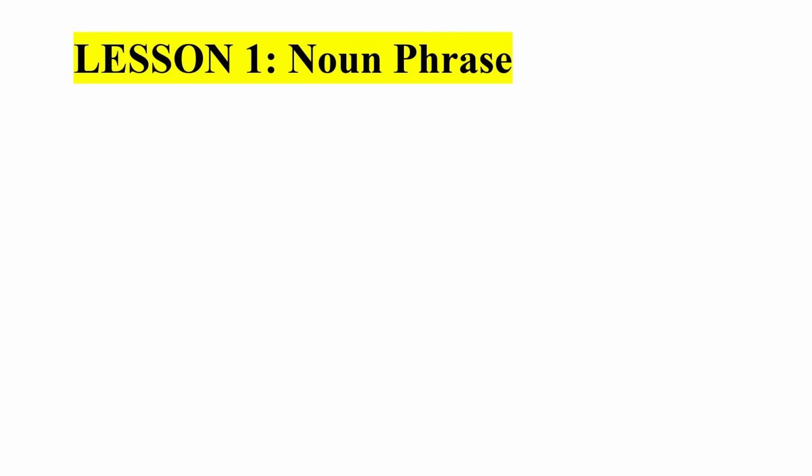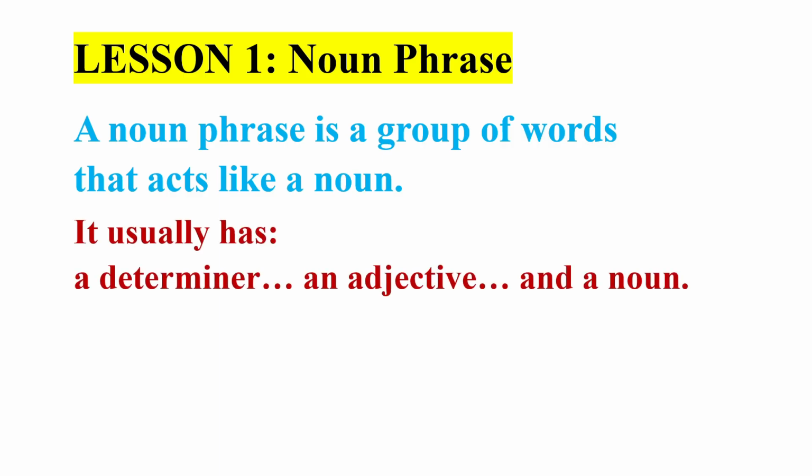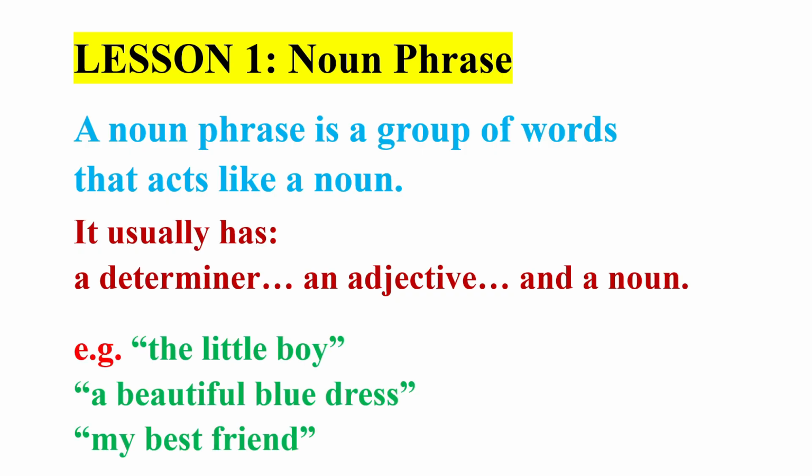It is noun phrase. A noun phrase is a group of words that acts like a noun. It usually has a determiner, an adjective, and a noun. For example, the little boy, a beautiful blue dress, my best friend.